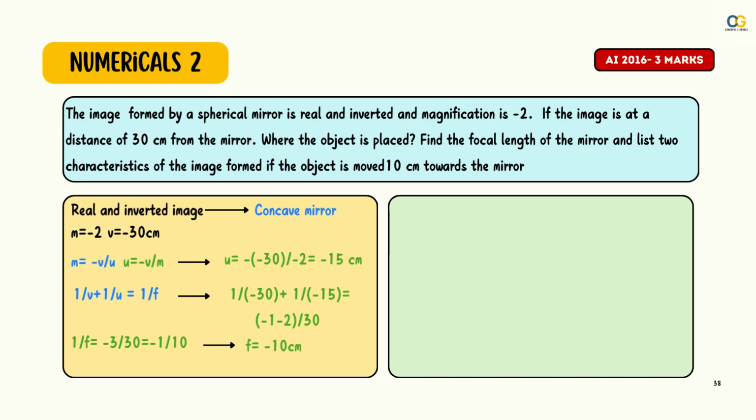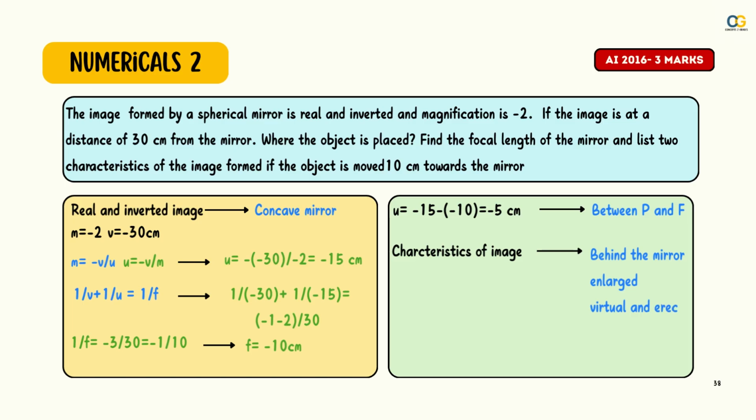The second part says list 2 characteristics of the image if the object is moved 10 centimeters towards the mirror. So if you move the object 10 centimeters, it is minus 15 minus of minus 10, which is minus 5. So if U is minus 5, that means that the object is placed between P and F, because your F is 10 centimeters. So the characteristics of the image, which is between P and F, is that the image will be behind the mirror, it will be enlarged, virtual and erect.